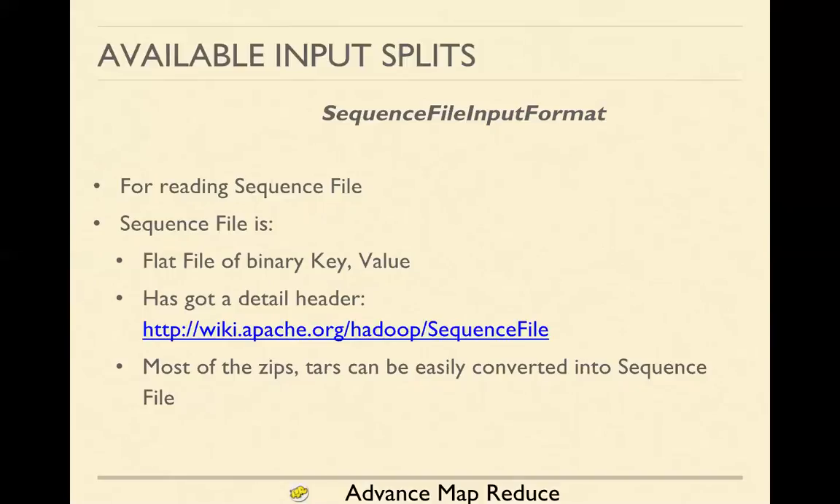Sequence file input format contains a header. It's like a binary file. It contains key and value. Key is generally the name of the file, and value is generally the entire content of the file. It has a detailed header. Take a look at Wikipedia. Take a look at the Apache Wiki. Most zip archives and tar archives can be kept in the sequence file. And yes, audio or images are generally converted into sequence file input format.